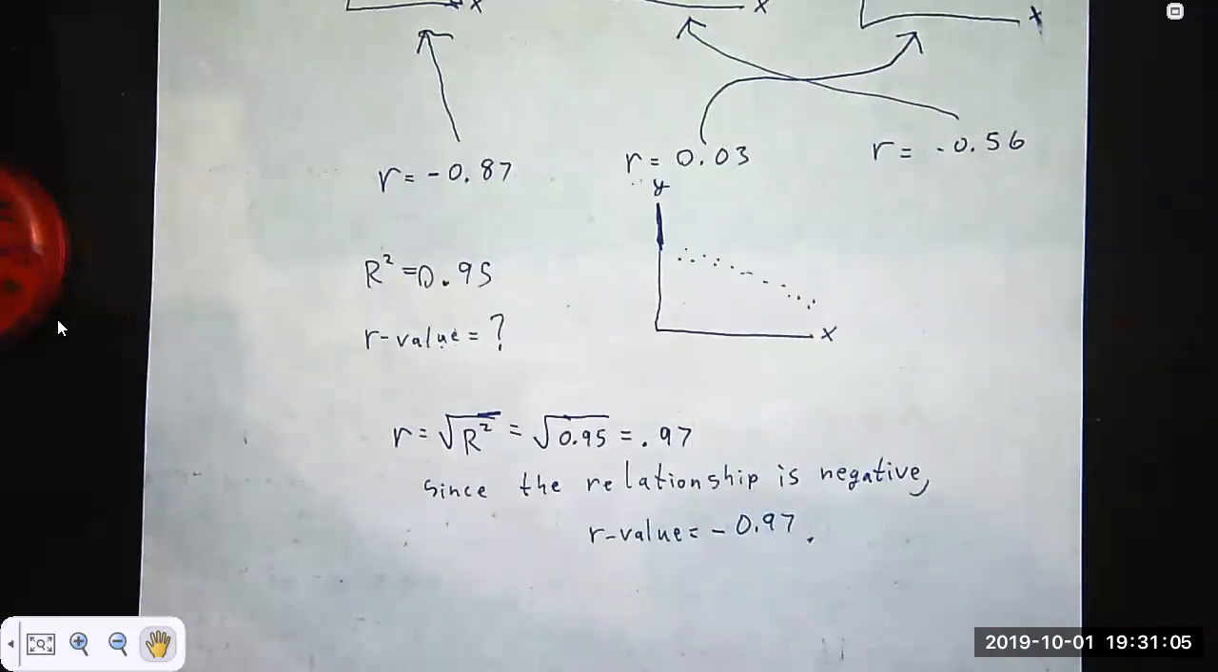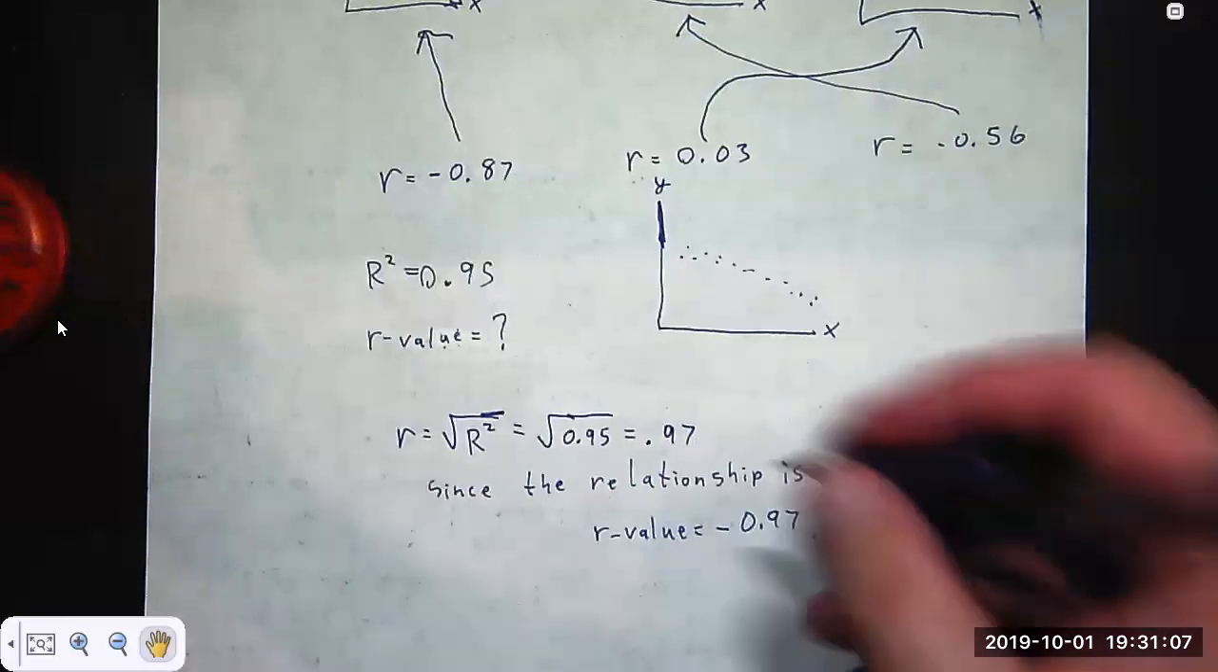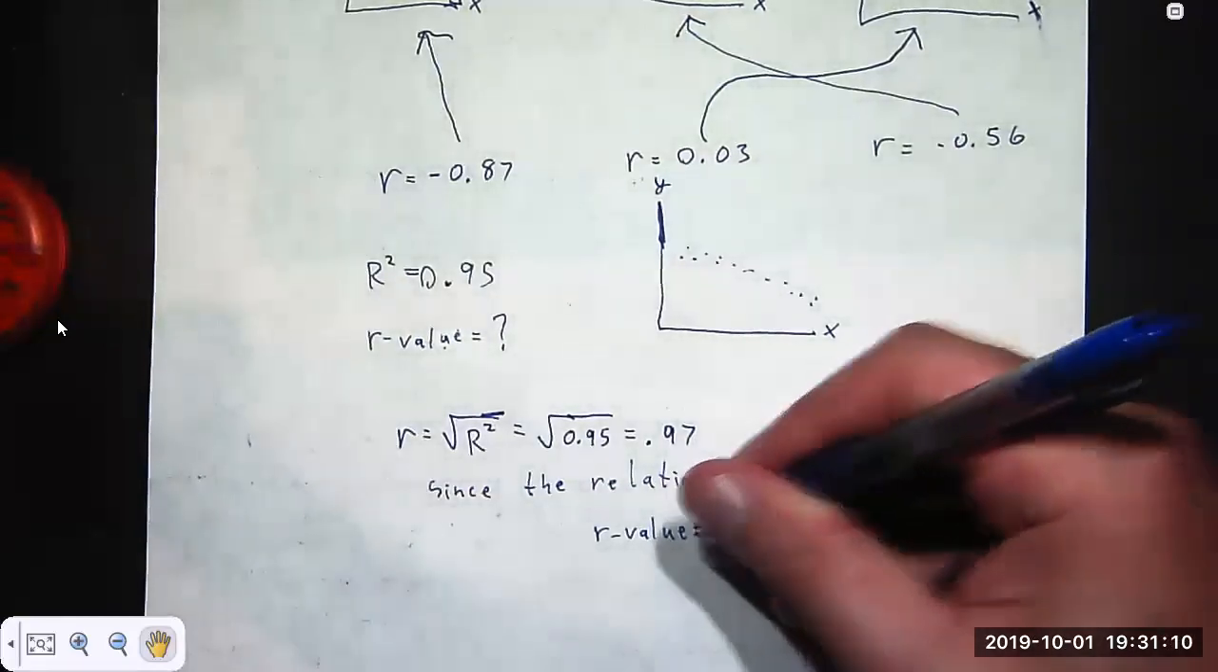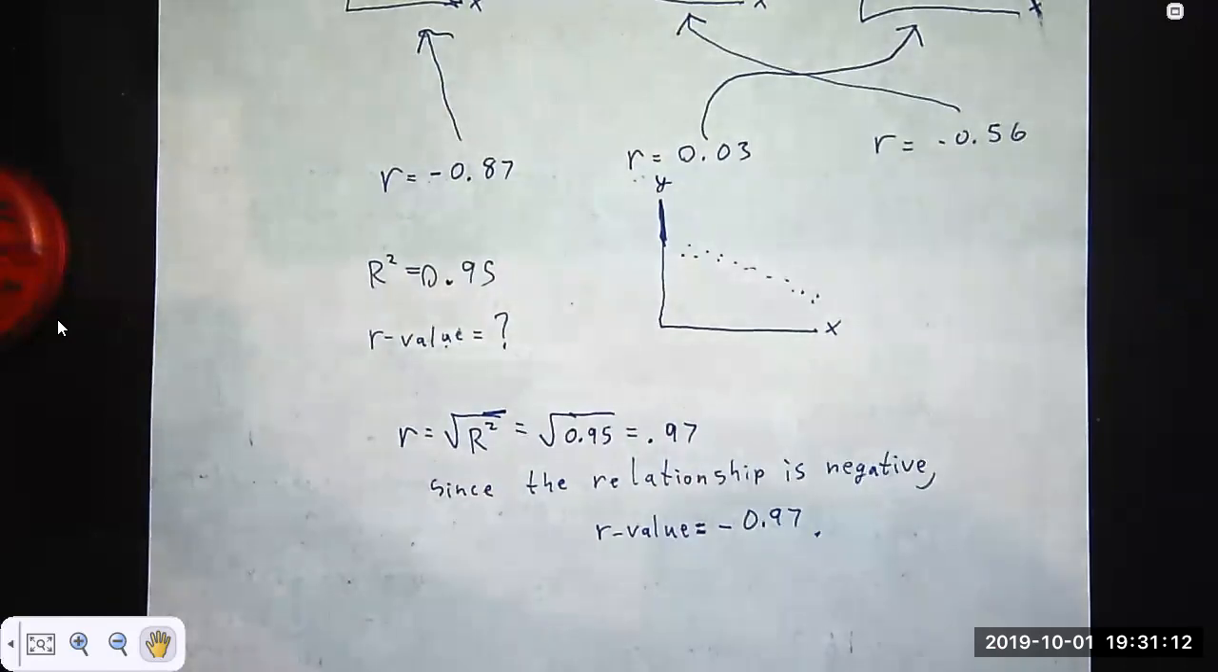All right. You can see the negative sign. Yeah, negative 0.97. All right. Any questions with that?